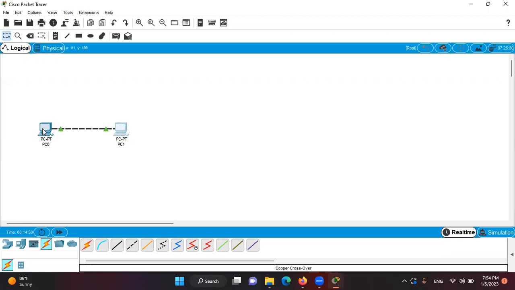So children, in computer networking, we use this IP address as the unique identifier for a node, for a computer.